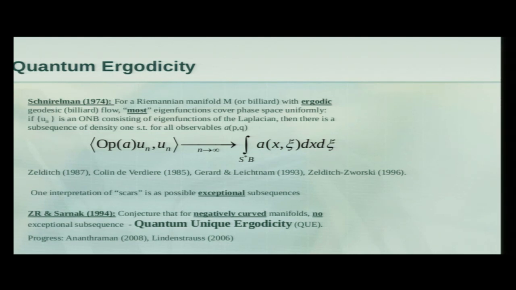So the matrix elements, the expectation values of any observable, if you measure them in these eigenstates, will converge to the classical average of the observable. And again, this is for almost all of the eigenfunctions, not for all of them. Orthonormal basis. I'm thinking that there's only one set of eigenfunctions. Later on, I'll have to recant. But right now, when they say eigenfunction, it sort of uniquely defines them. It is a fact that if you take, let's say, a billiard or a compact manifold, then the eigenfunctions of the Laplacian give you an orthonormal basis of L2.